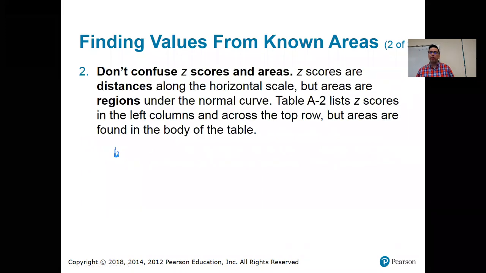Number 2, don't confuse z-scores and areas. Said that in 6.1, right? So the z-scores are the numbers along the bottom. They indicate how many standard deviations above or below you are. And then the area is the region under the curve. The z-scores are on the left, and on top of the table, and the areas are inside the table, in the body of the table.